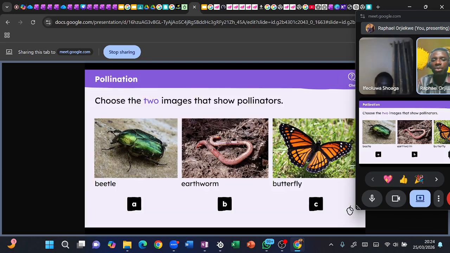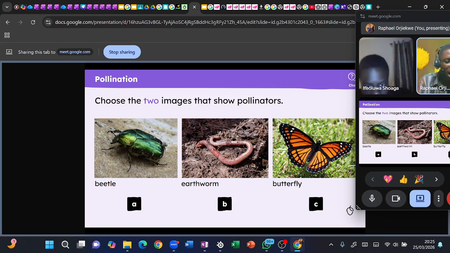So looking at this question now, which of the two are pollinators between A, B, and C? Butterfly. Send your answer in the chat. Yes, C and, okay, butterfly and what? B. Beetle. Okay, beetle, that is A and C. Earthworm. Is it A and C? No, B and C. Are you saying earthworm is a pollinator?